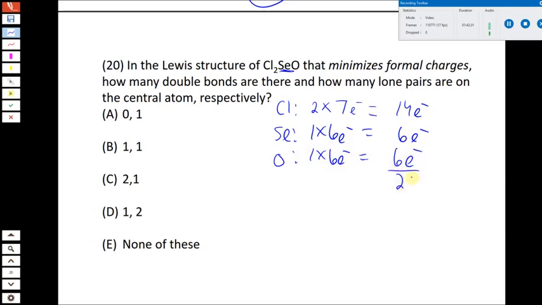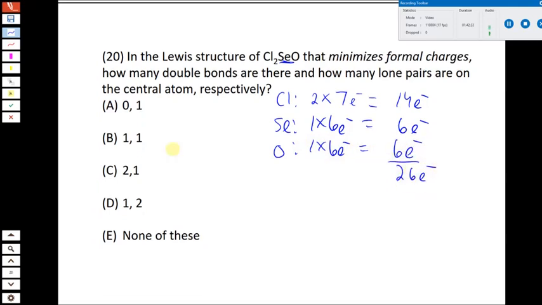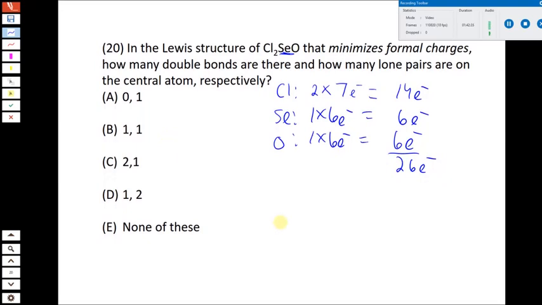So we get 26 valence electrons. All right, so then the next step is to put our central atom with single bonds, 1 oxygen and 2 chlorines. I should also specify, I probably should have done it here.